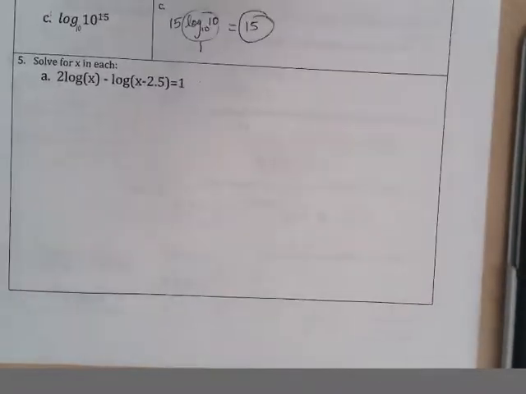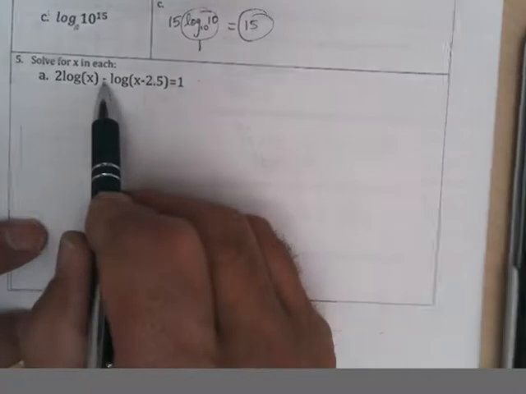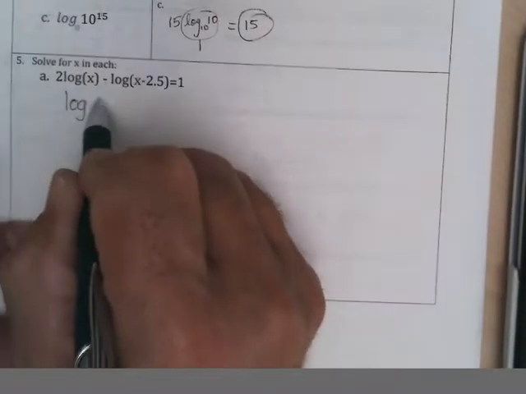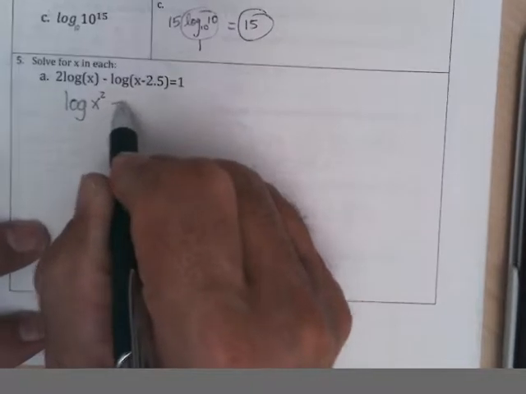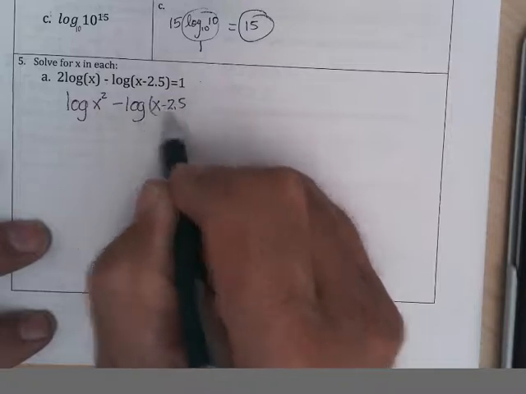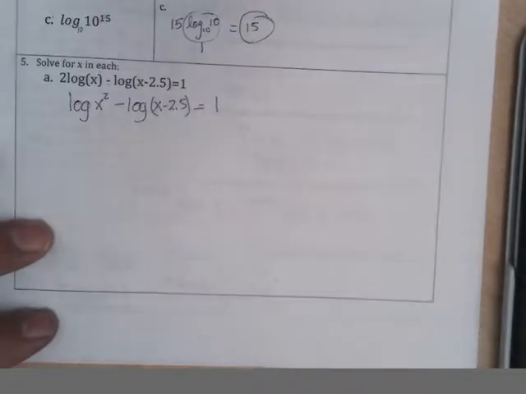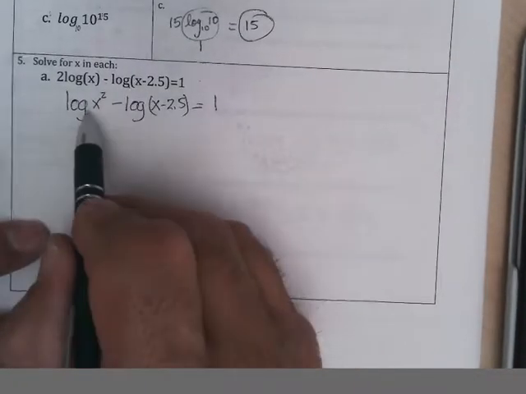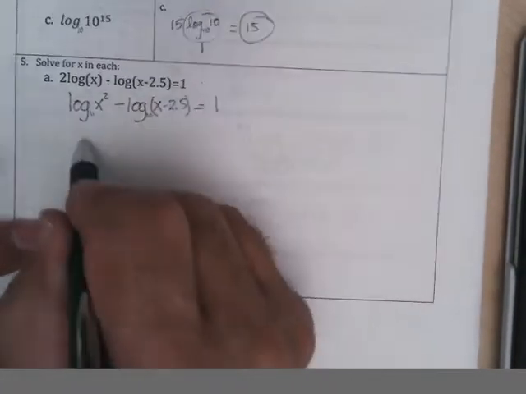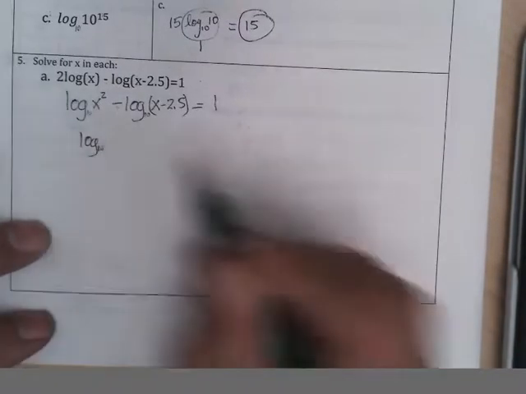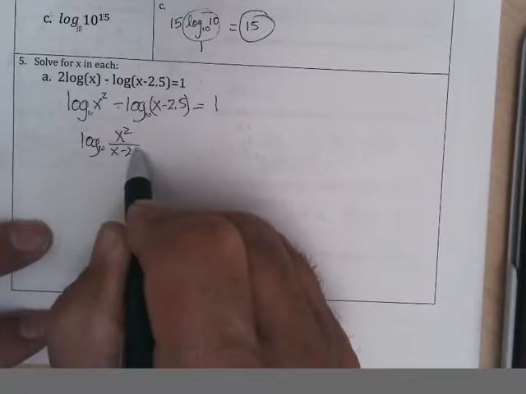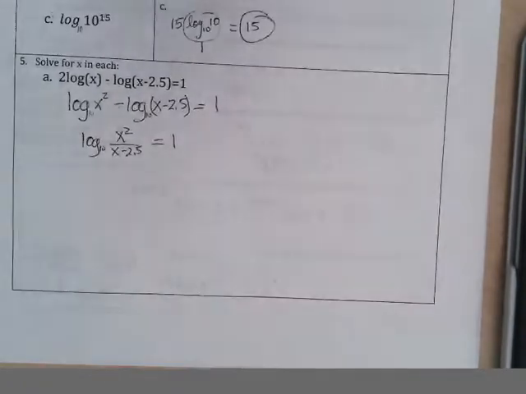Now we've got to solve some equations. Okay, so it says subtract. I'm going to put the 2 up as a power, so I'm going to have log of x squared minus log of x minus 2.5 equals 1. And of course, these are understood base 10 because it doesn't give you a number. And when you subtract, you divide. So we're going to have log base 10 understood of x squared over x minus 2.5 equals 1.